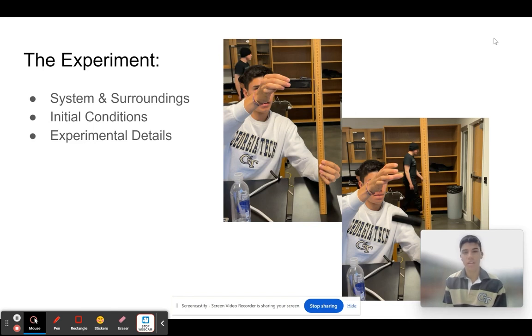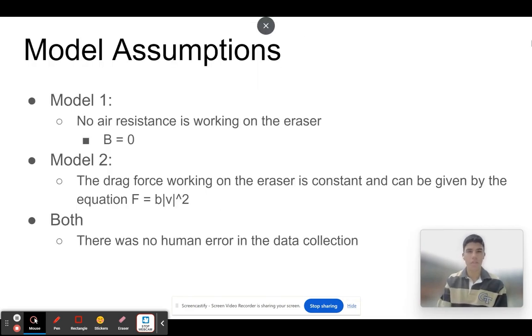And some experiment details: I simply dropped an eraser and then went onto Tracker and tracked its trajectory and positions over each frame. So, some assumptions in the models that I created. For the first model, I assumed that there's no air resistance working on the eraser. And how did I show this? Well, B is equal to 0. B is the constant in the drag equation, B times the speed squared. So setting B equal to 0 sets the force of drag equal to 0, which is how our first model works.